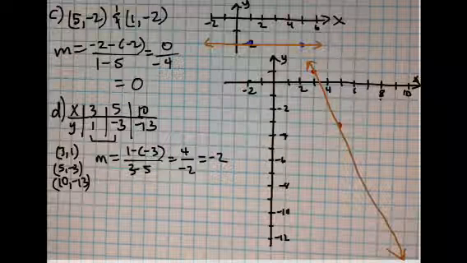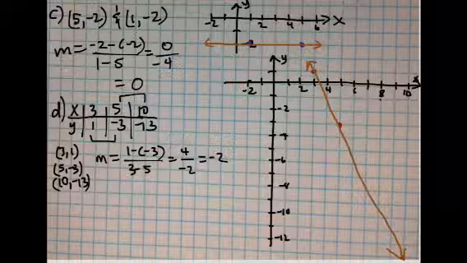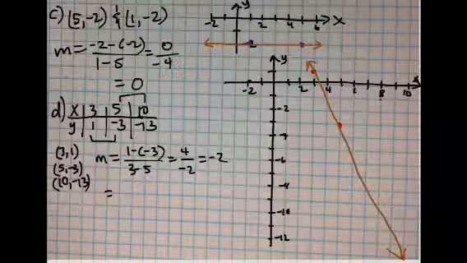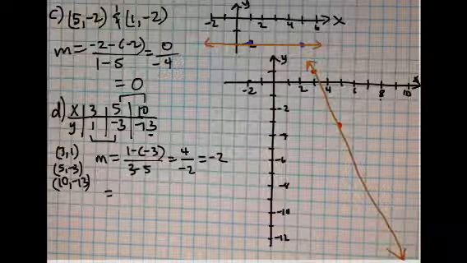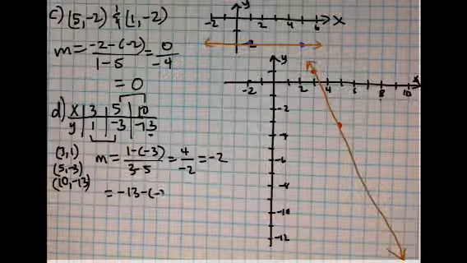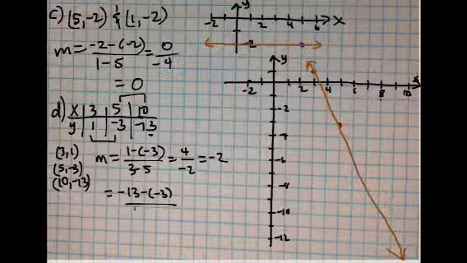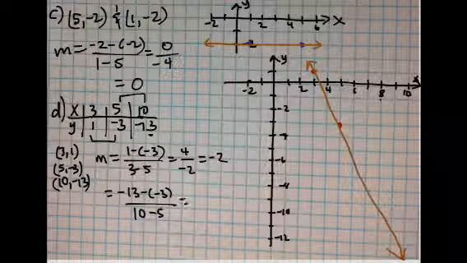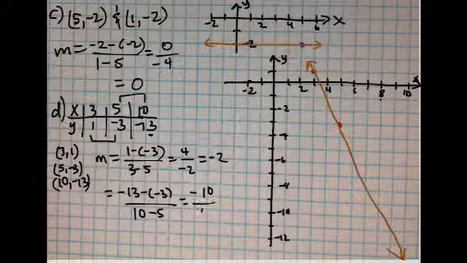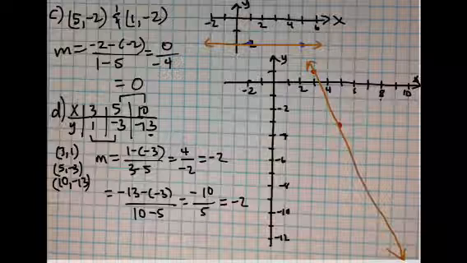It's a negative slope. If you choose these 2 points, then again, the order doesn't matter as long as you stay consistent. If I start with negative 13, I have to start with 10 in the bottom, the denominator. So negative 13 minus negative 3 divided by 10 minus 5. So I get negative 10, right? Negative 13 plus 3 divided by 5, which is negative 2.